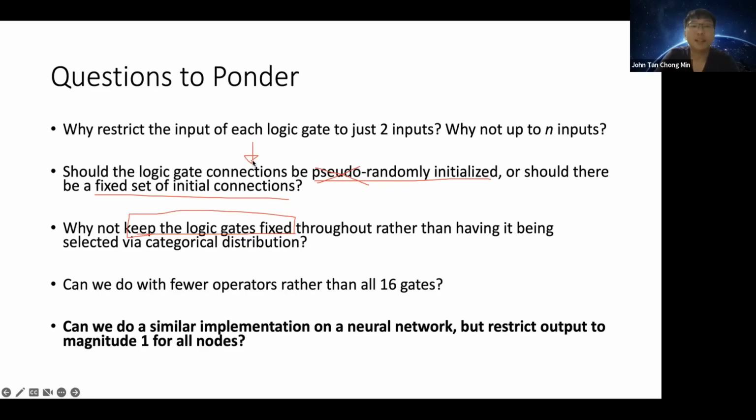It's something like in biological systems, your excitatory neurons and your inhibitory neurons don't just suddenly change. They remain excitatory neurons all the way and inhibitory neurons all the way. It's just the connection strengths that change. So I think this kind of approach would be better than suddenly using a categorical distribution and changing your logic gate. I don't agree with this approach at all.